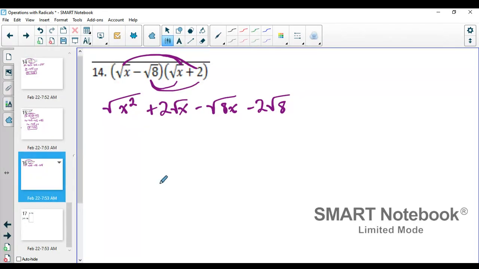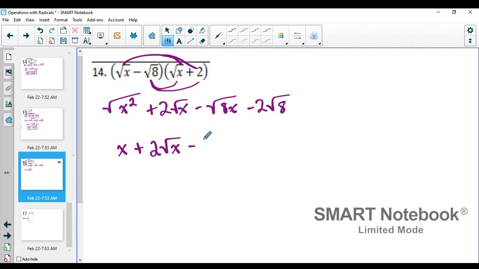All right, and we're going to simplify what we can. So the square root of x squared, we've talked about this already this chapter in the last couple of weeks. So if you take the square root of a squared, they cancel. So this just is x. There's nothing else to simplify in this, so it's going to stay 2 square root of x. And now we can simplify the square root of 8.